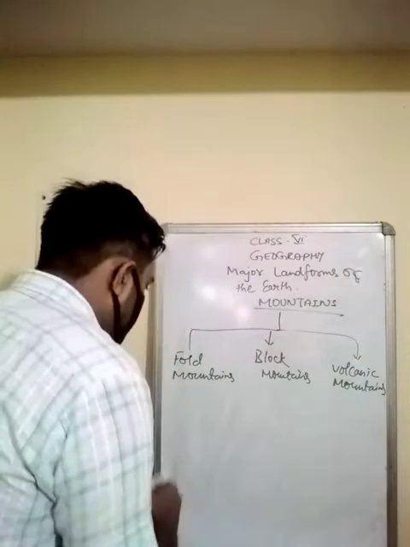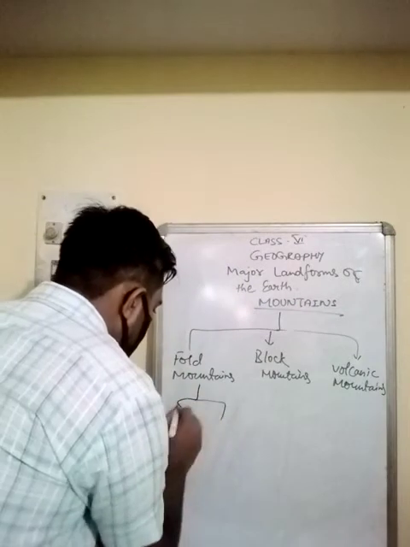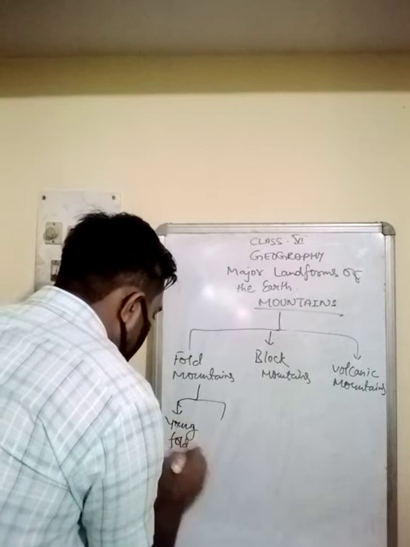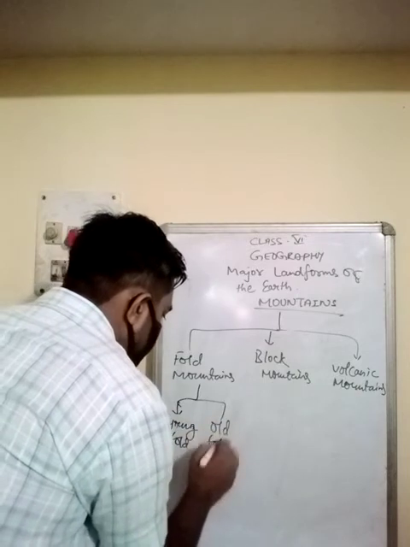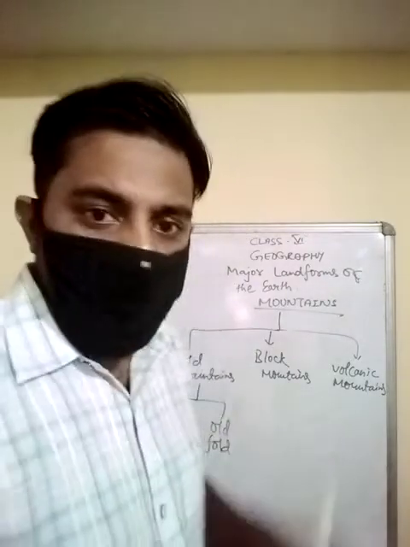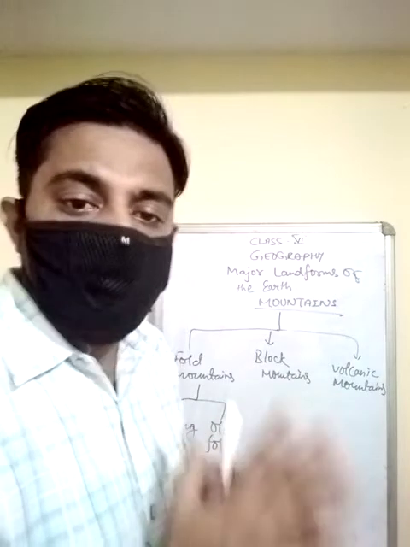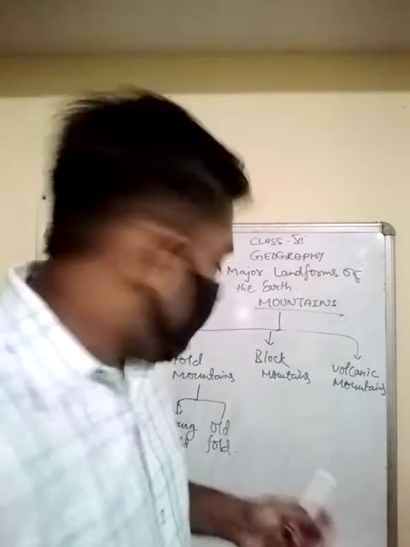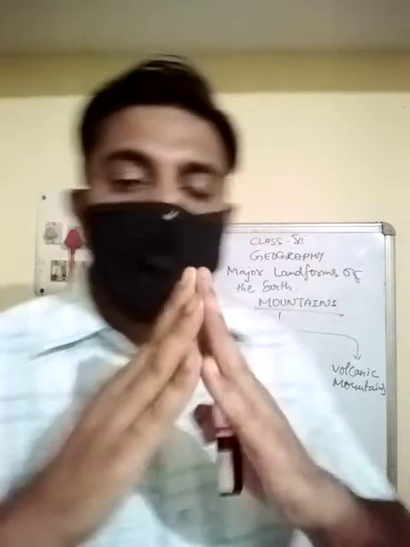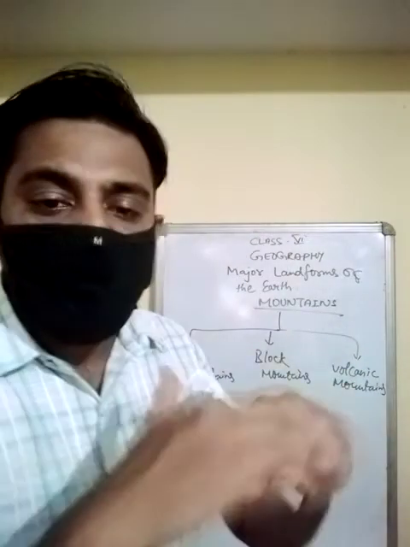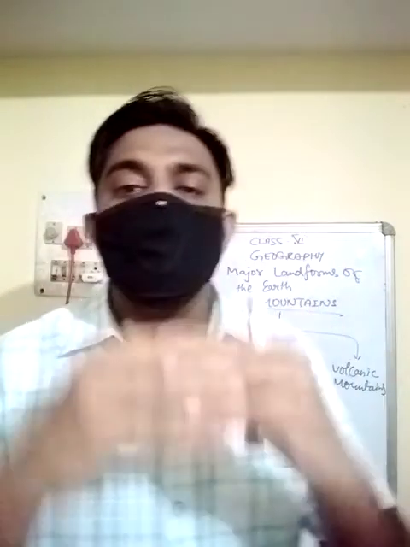Now fold mountains are of two types: young fold mountains and old fold mountains. Young fold mountains have been recently formed, and the crust is still folding up, so they are increasing in height. Old fold mountains, not so. The second basic difference is that young fold mountains have sharp pointed peaks, whereas old fold mountains have denuded, weathered, not so sharp peaks. So I hope you get me here.